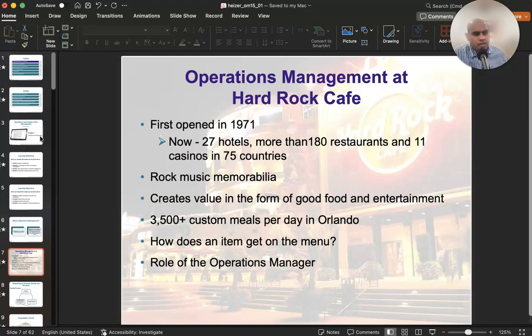And how does a particular item get on a menu? Sometimes the menu in Orlando is different from the menu in Philadelphia. How do these different menus get managed? What is the role of an operations manager in a restaurant like that? That's an interesting thing to think about. What are all the different things that go into it? And that is partly what we'll talk about today.